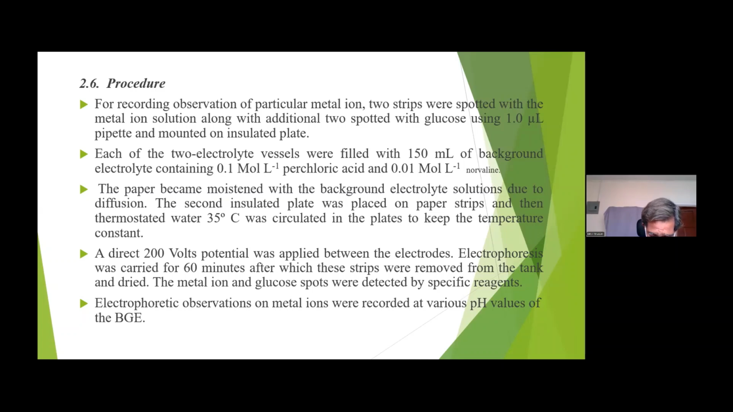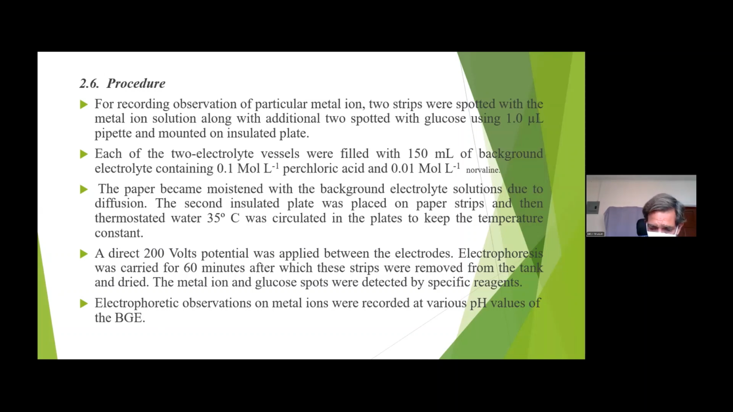A second insulated plate was placed on the paper strip, then thermostated water at 35 degrees centigrade was circulated through the plate to keep the temperature constant. A direct 200 volt potential was applied between the electrodes, and electrophoresis was carried out for 60 minutes, after which the strips were removed from the tank and dried. Metal ions and glucose spots were detected by specific reagents. Electrophoretic observations on metal ions were recorded at various values of background electrolyte.